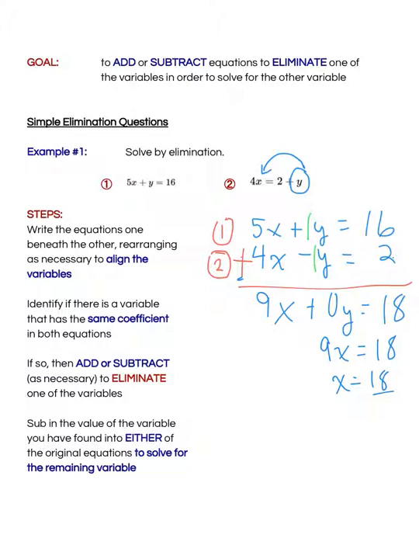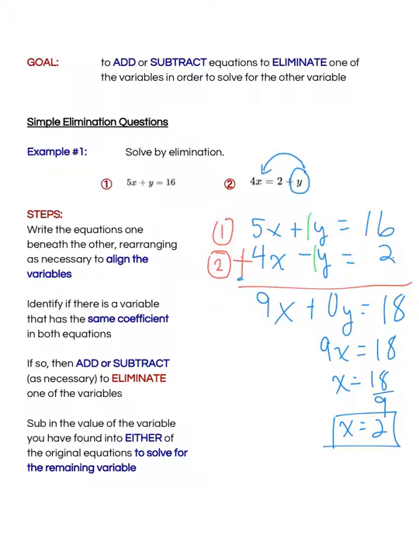So dividing both sides by 9 and isolating, x is equal to 18 divided by 9. Sorry, let me back that up a second here. My brain is working ahead of my hand. 18 divided by 9, so x is equal to 2. There we go. So now I have solved for one of my two variables.